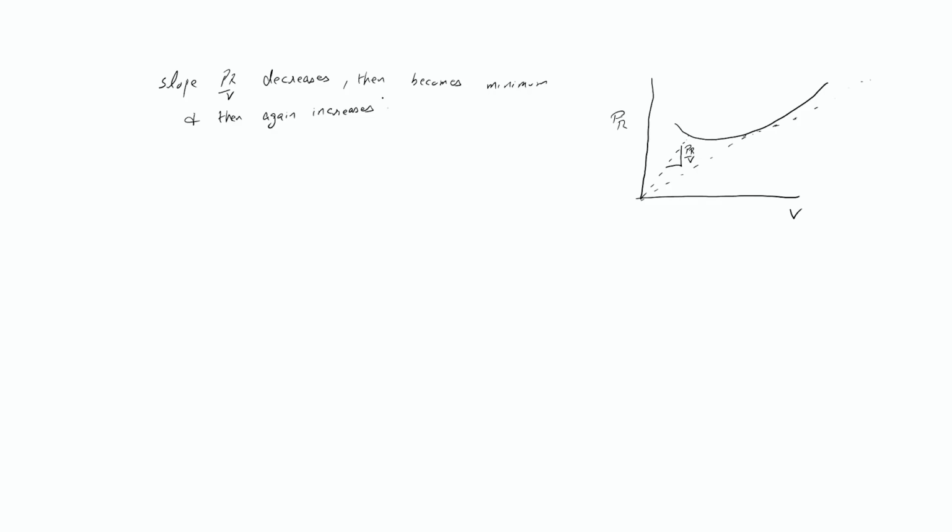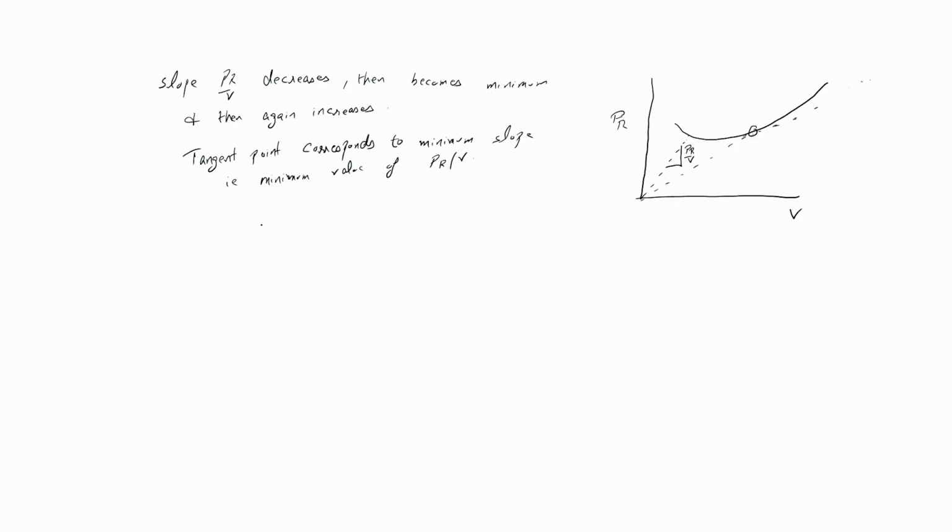Alright. So this is the tangent point. This tangent point is actually corresponding to minimum slope. Okay. So the tangent point corresponds to minimum slope. Okay, that is the minimum value of PR by V.